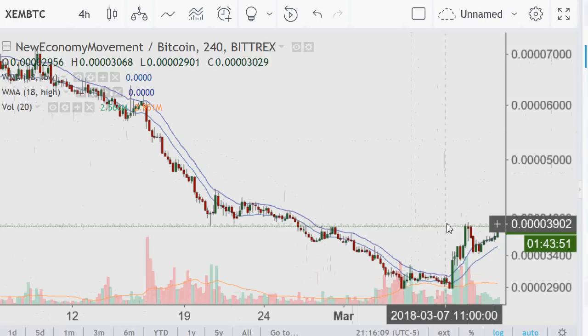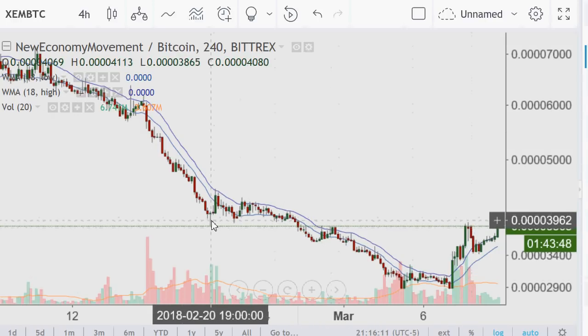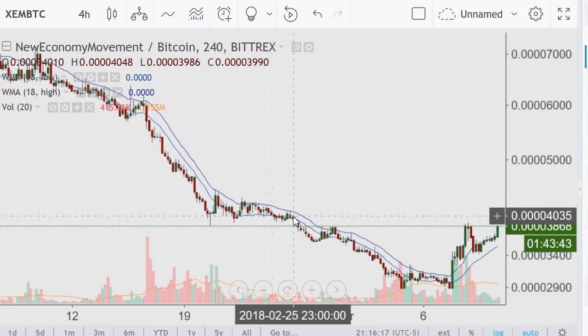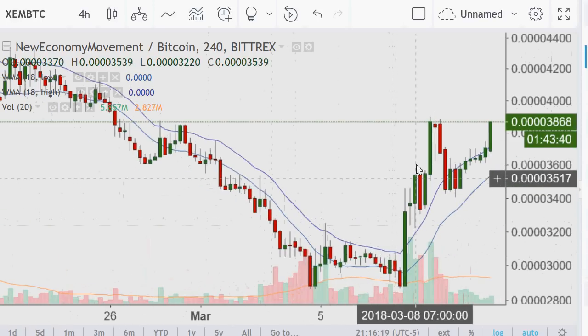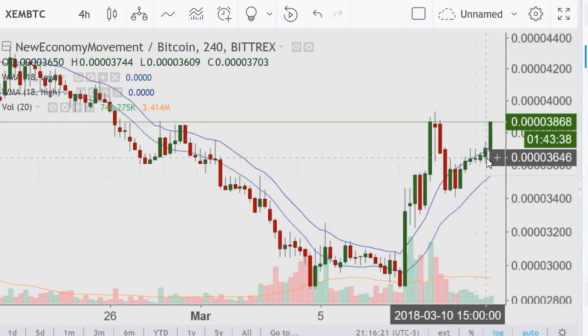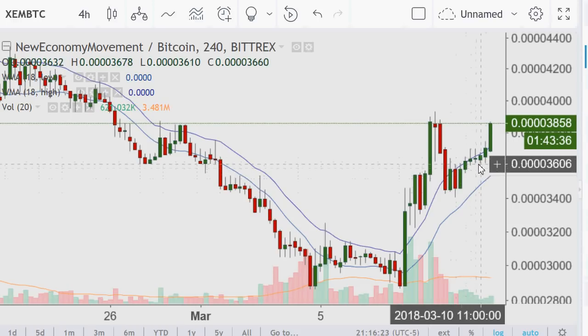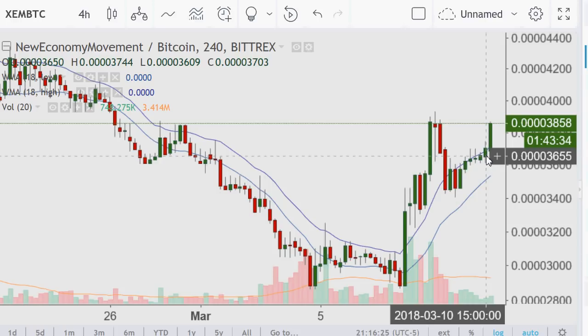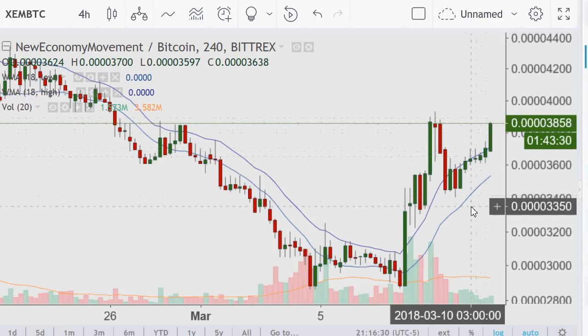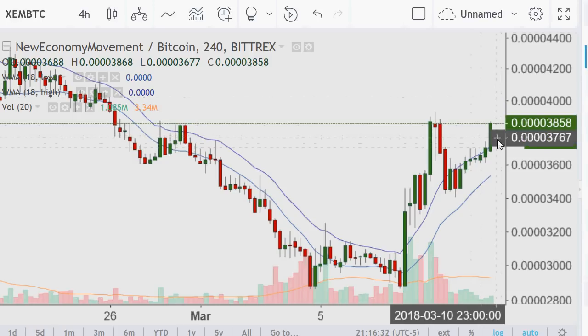And you did come up to a point of major support. It was support from February 20th through the 25th. You pulled back to the band, and now what do we see here? 1, 2, 3, 4, 5 or 6 green candles hugging the 18 average of highs like this. You can't be surprised you see a green candle like this.